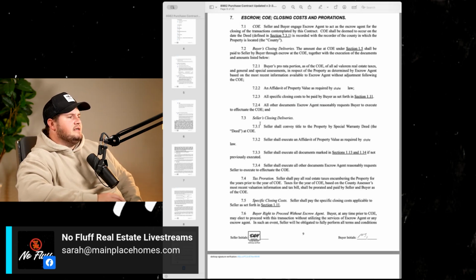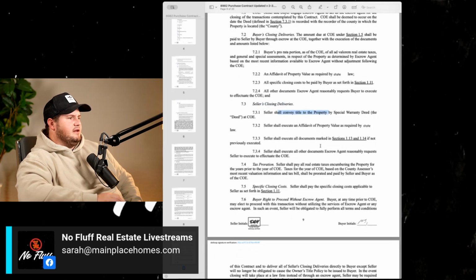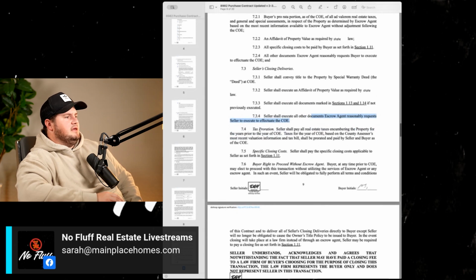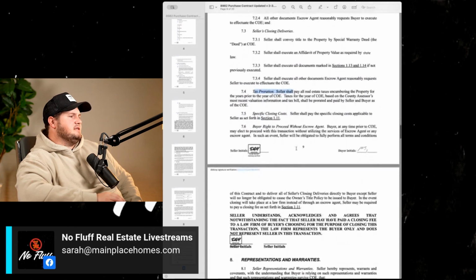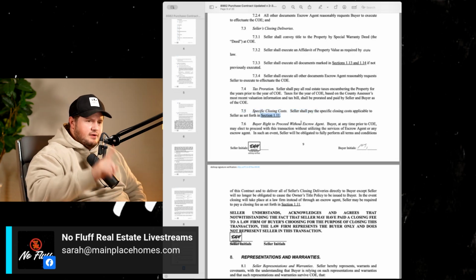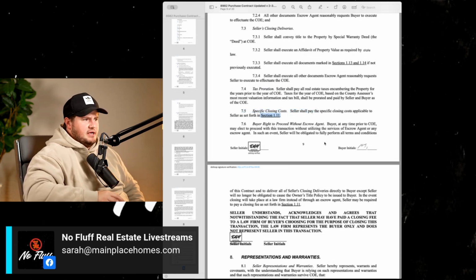And then likewise, all the things the sellers need to deliver, right? They need to convey title. They need to execute the affidavit of property value. They need to execute all documents the escrow agent reasonably requests. There's the tax proration we just discussed. Specific closing costs: the seller shall pay the specific closing costs applicable above. So normally we say we pay all of it, but if there is a box that we checked for the seller, then they understand they have to pay that.